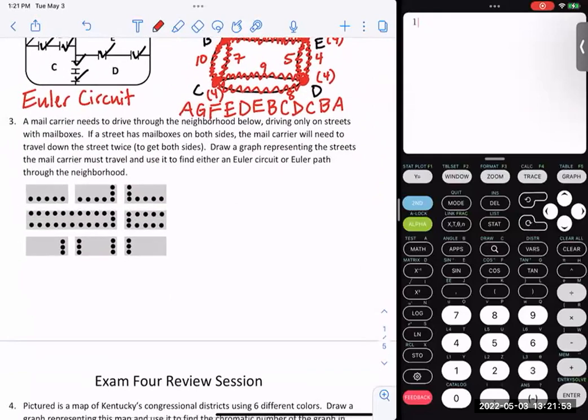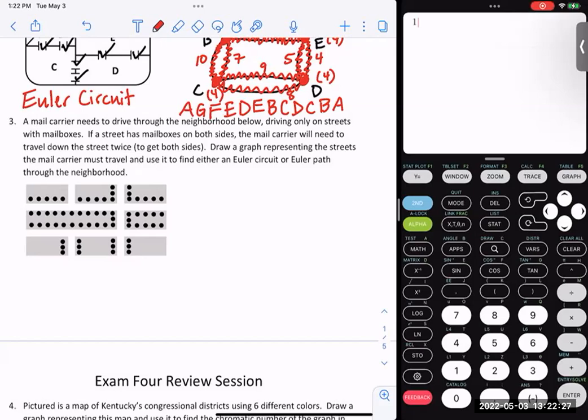All right, so we'll go ahead and move on to the next one. This one, we've got like a street map. So same idea here. We're going to use this. In this case, it's a practical scenario. Use this to draw a graph and then figure out an Euler circuit or path. So this is a mail carrier problem. The mail carrier needs to drive through the neighborhood below, driving only on streets with mailboxes. So if a street has mailboxes on both sides, the mail carrier will need to travel down the street twice to get both sides.